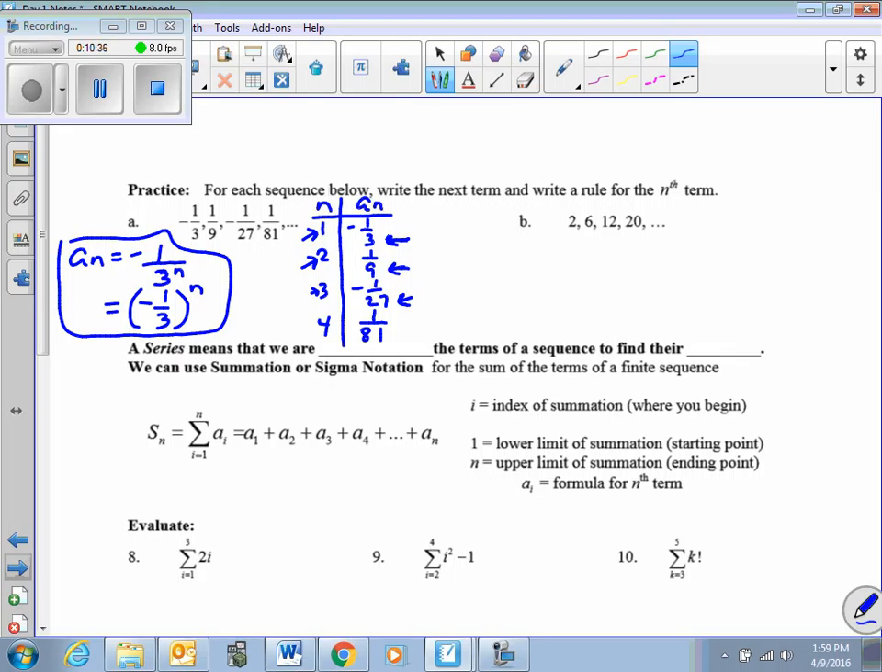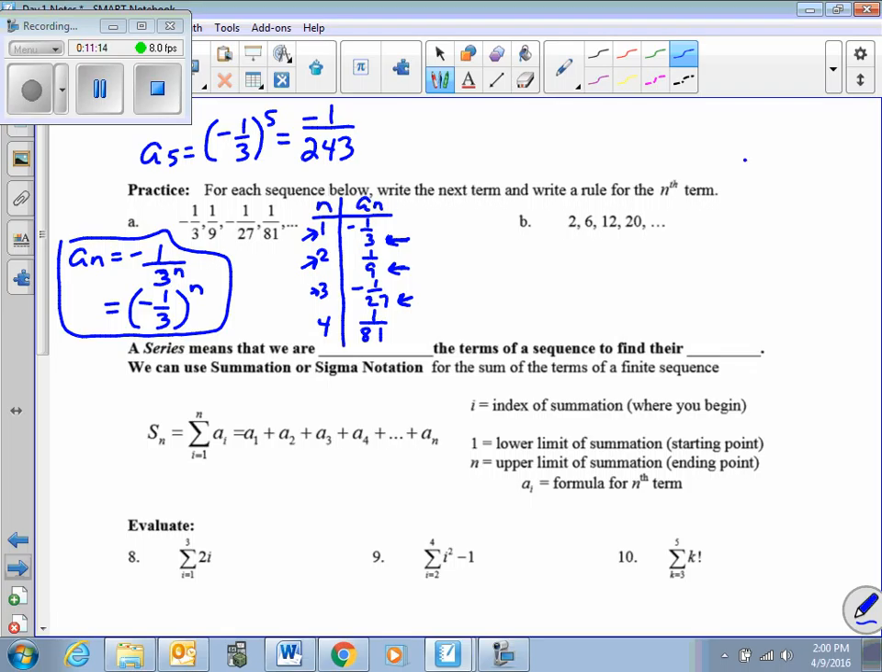And I need the next term. Oh, it says I only got to write the next term. So I got to put it up here because I don't have enough room. So a sub 5, I'm going to use my rule now. So a sub 5 is negative 1/3 to the 5th power, right? So that's going to be a negative, because I'm raising a negative to an odd power. So that's going to be negative 1 over 3 to the 5th power. It's going to be 243. So there's my 5th term for sequence A.